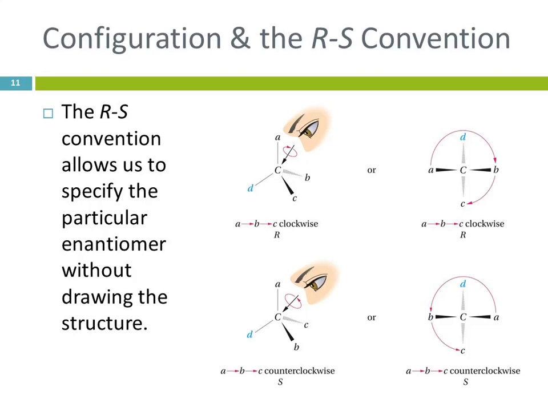So the RS convention is a way of specifying which enantiomer we're talking about without having to draw the structure. And so what we do is we assign priorities to the 4 different groups. And we'll go over how we assign priorities in just a minute. But for this example, we're just looking at letters, and we're going to have the priority be alphabetical order. So A, B, C, and D. D is the one with the lowest priority.